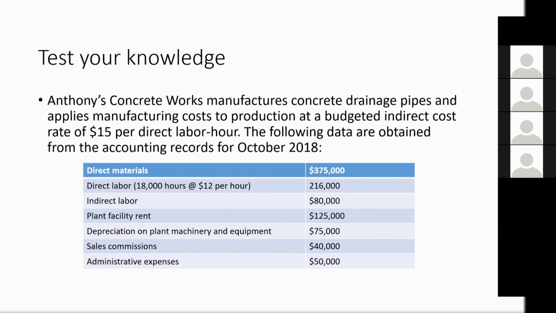Okay, which of the costs are conversion costs? So our conversion costs are the product costs that are not direct materials. They are the direct labor and the manufacturing overhead that converts the direct materials into a finished product. Some of you did put sales commissions and administrative expenses, and those would be period costs, not product costs.